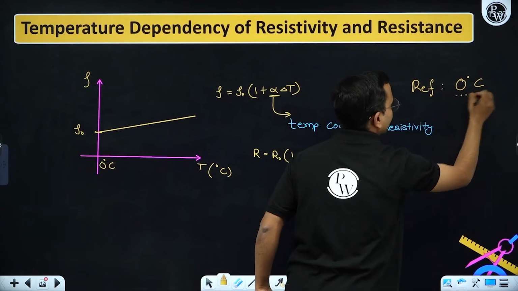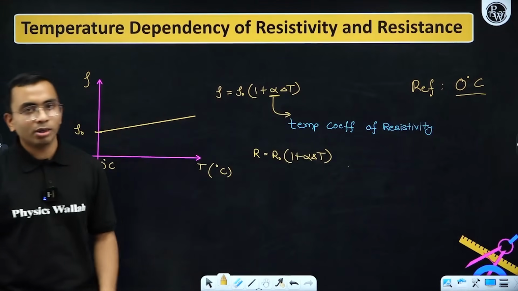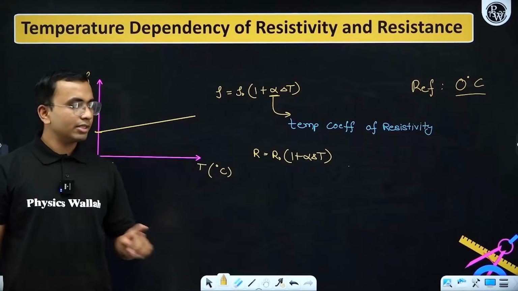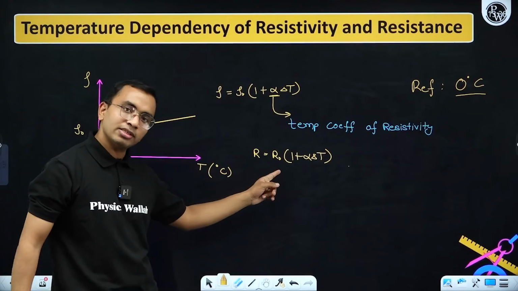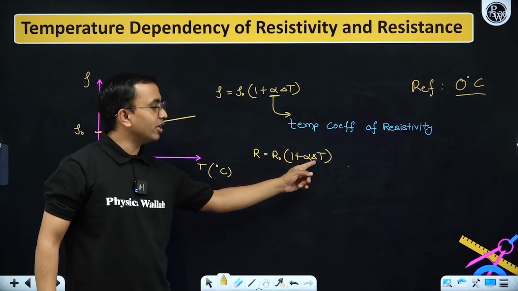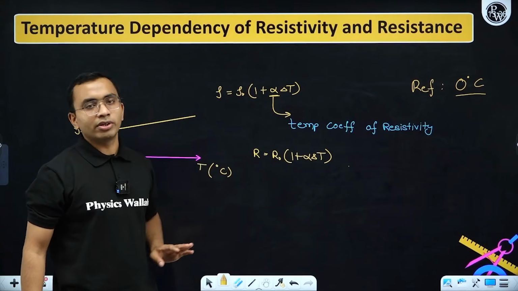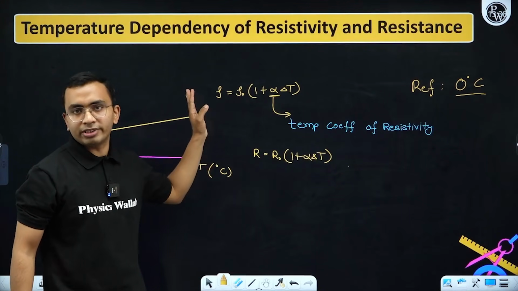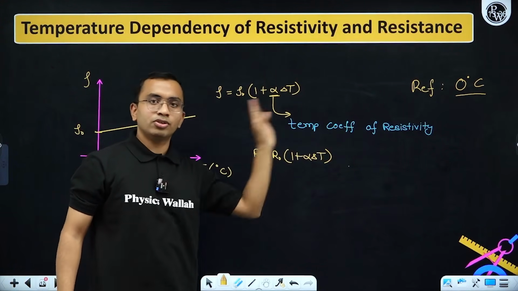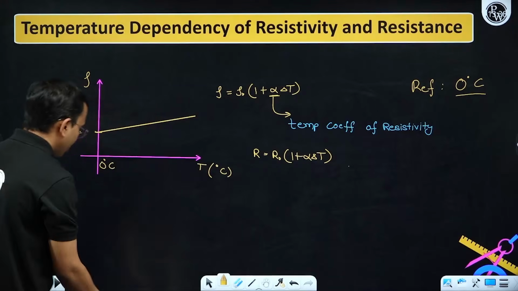At any other temperature, to find the resistance, I'll say R equals my reference resistance at 0 degrees Celsius into 1 plus alpha delta T. Alpha will be given to you in the question. Similarly, if I have to find resistivity, I'll use this formula to find the resistivity at any particular temperature.